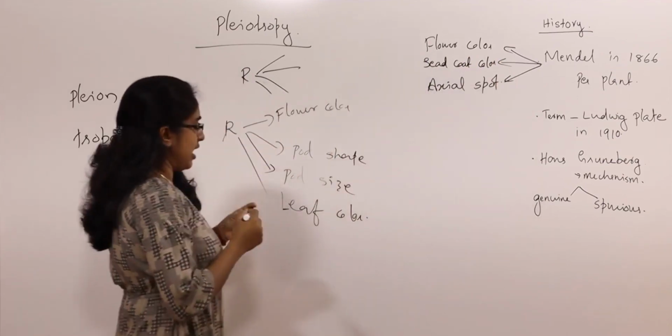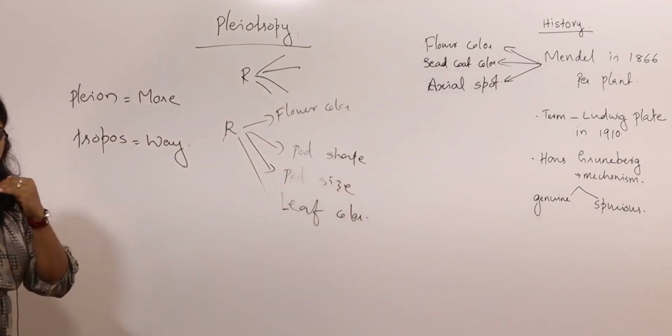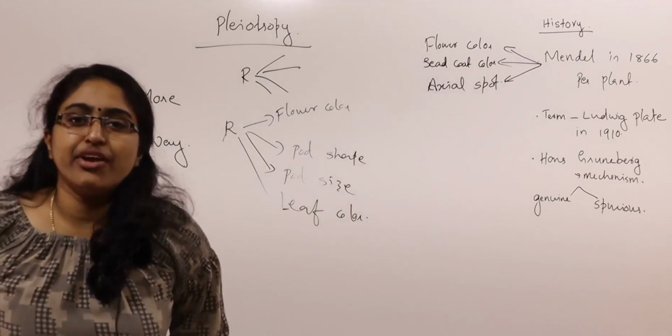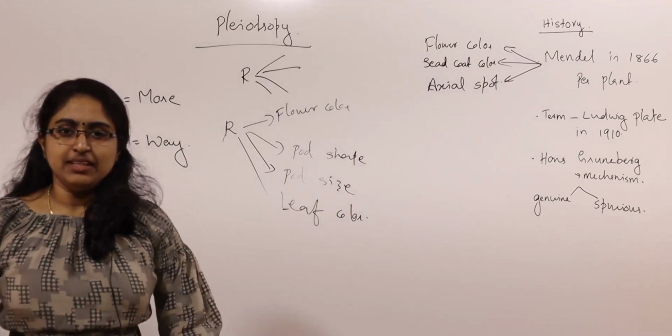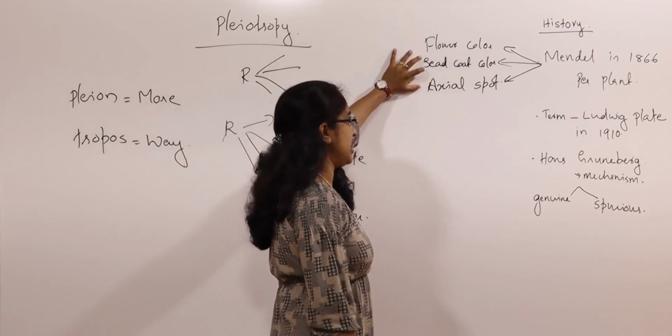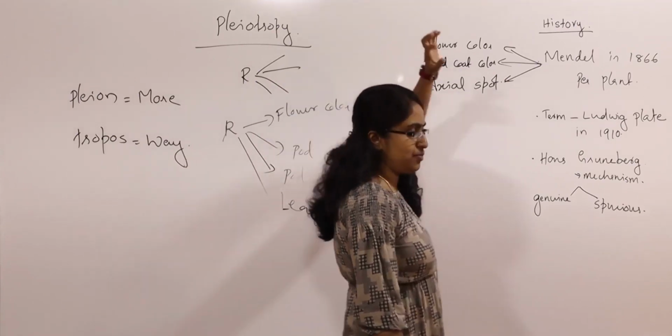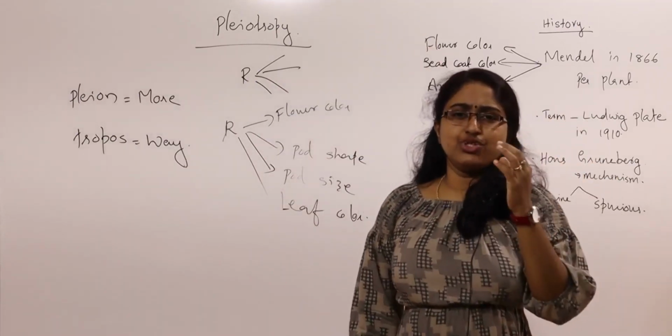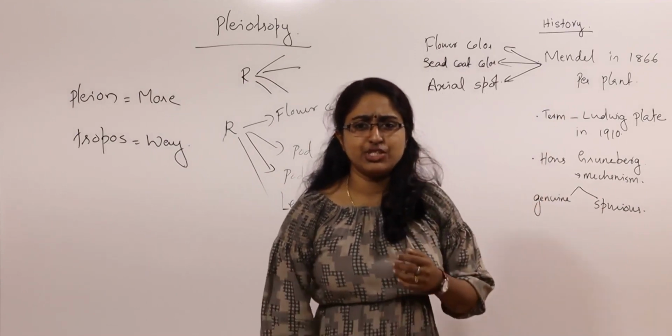These three characters are showing a different kind of interaction pattern. These are three different traits: one is flower color, second is seed coat color, and third is axial spot. But these characters show a different kind of interaction pattern.